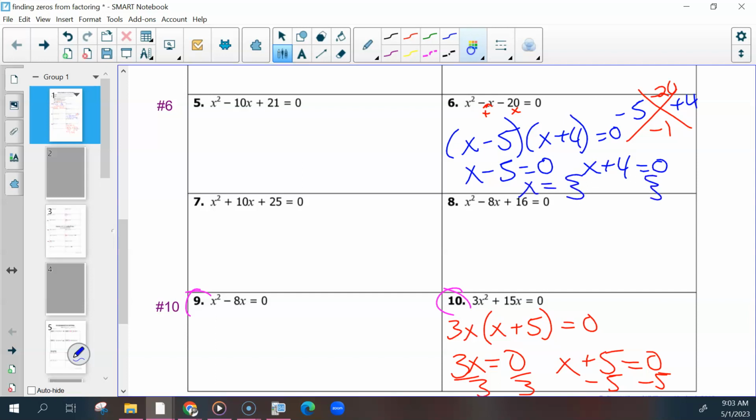What would our two solutions be? Negative 4 and 5. Any other questions on this page? If not, go on to the next.